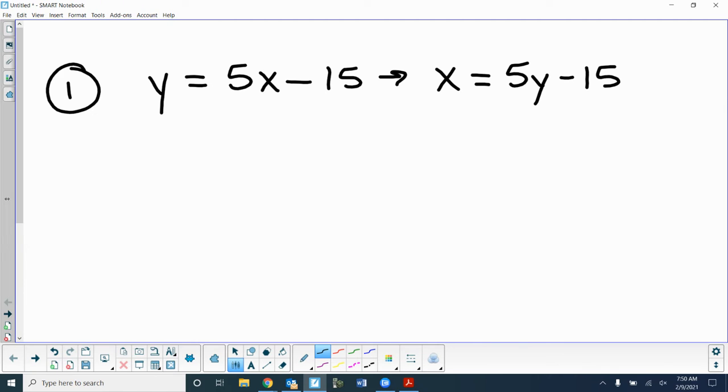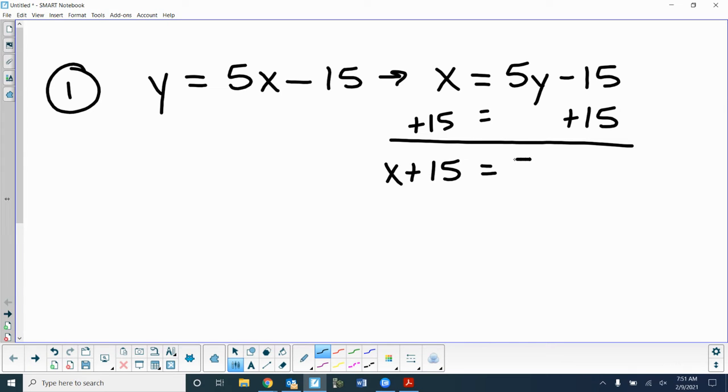And then we just solve for y. I want to get that y alone. So I'm going to add the 15 to both sides. And then I have to divide by 5. So that's all we have to do. We don't have to worry about any restrictions because there's no variable in the denominator.